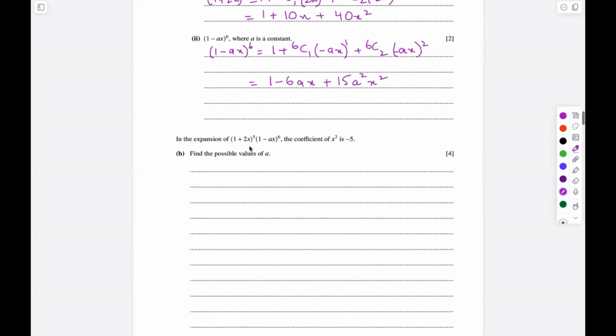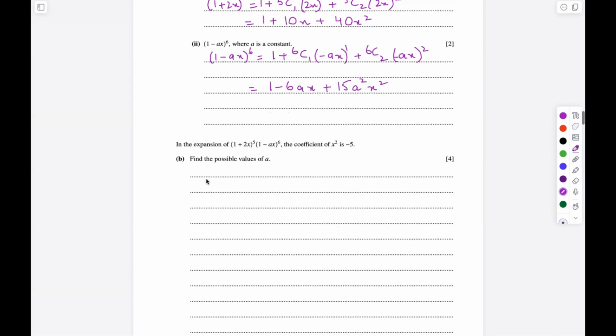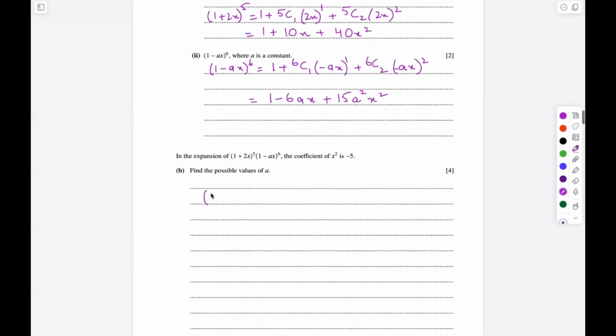In part b, it says in the expansion of 1 plus 2x to the power 5 times 1 minus ax to the power 6, the coefficient of x squared is minus 5. We have to find the possible values of a. So we can first write the expansions together. That is 1 plus 10x plus 40x squared. And the expansion of 1 minus ax to the power 6 was 1 minus 6ax plus 15a squared x squared.